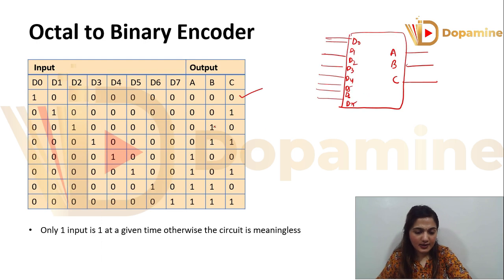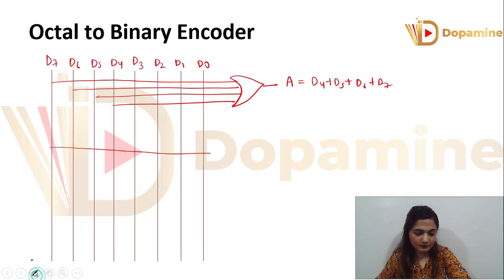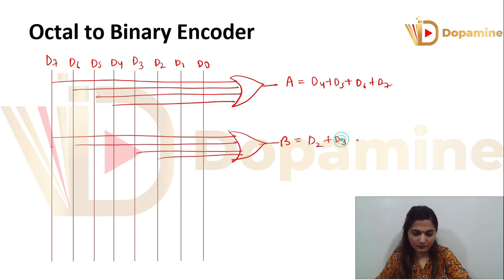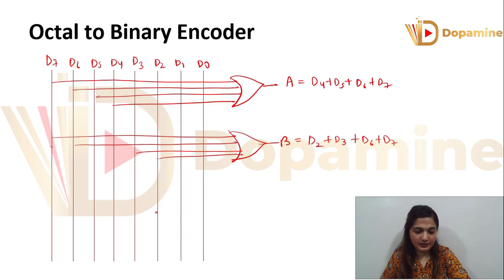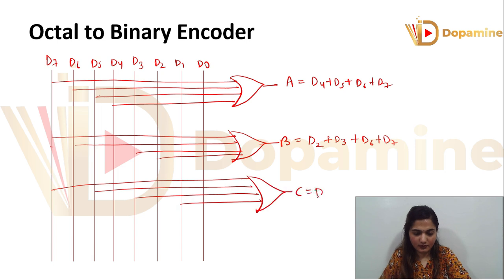Similarly, if you see B, here you see D2 is set, right? Then you have D3, you have D6 and D7. Now coming to C. Now let's check out C. So for that D1, then D4 and D5 and D7. So this is how you are going to get the octal to binary line encoder.